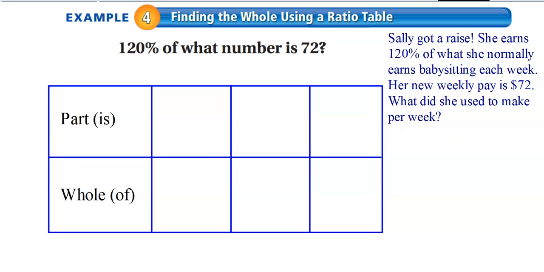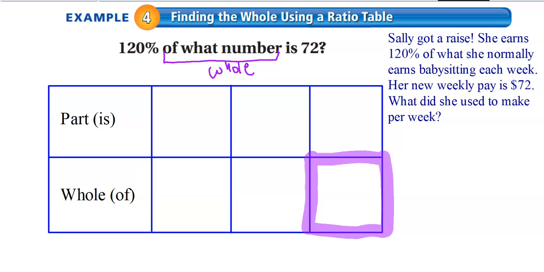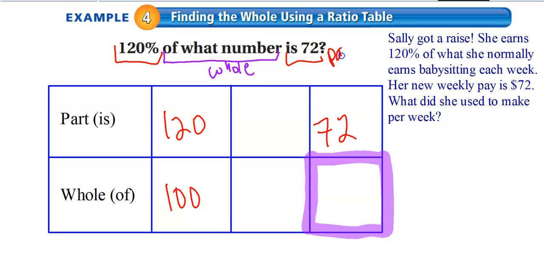So I want you to think about this one, right? What she used to make per week is the 100% of what number. So this is my whole, which is missing. But remember, this whole that I'm going to put a big question mark in my table, right? This is going to be missing, but this is less than the 72 that she started with because she got a raise. So from 72, this number should be smaller. So I go through and I go, okay, so there's my percent, 120 out of 100. And then it says is 72. So I know that this is the part.